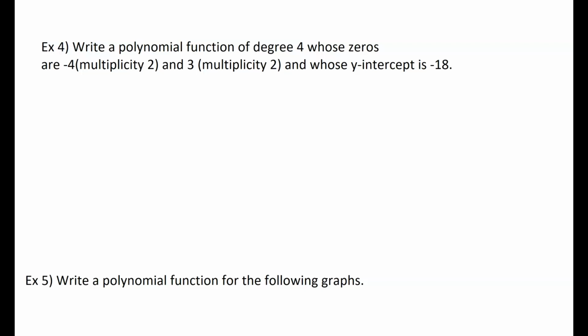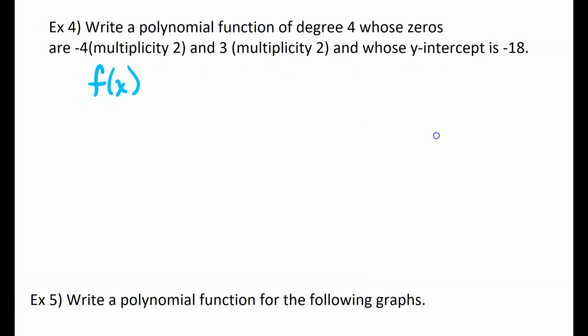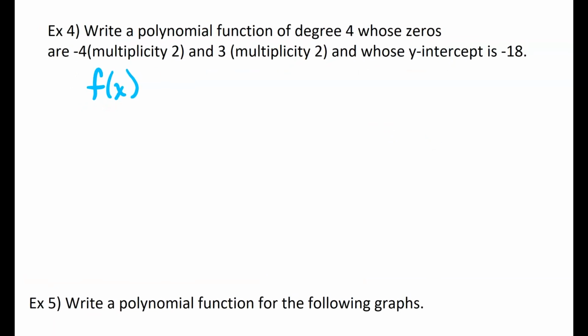So, okay. So again, polynomial function. So we're going to set this up f of x. And we don't know what the lead coefficient is because they're not telling us. So when we don't know what the lead coefficient is, what do we put in for it? An a. So start with the a.